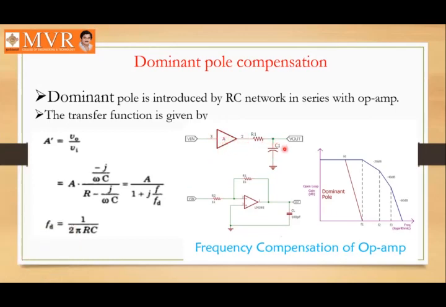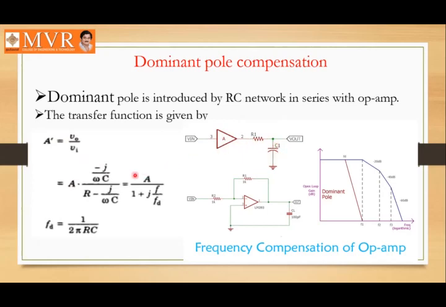And here we have the gain of this circuit, which is output by input, and we are going to consider it as A dash, which is given by V out by V in. That is nothing but V naught by Vi. So this is the gain of our operational amplifier, which is given by the gain of the operational amplifier into the reactance of the capacitor.